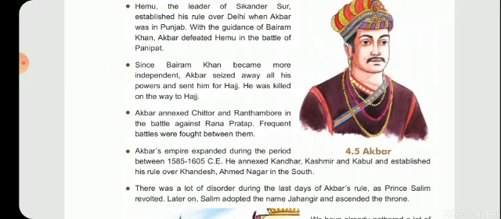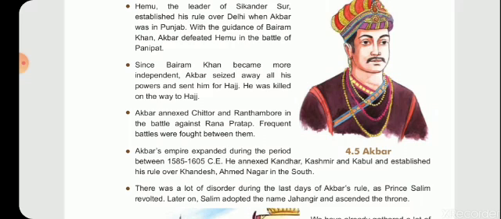Now, when Bairam Khan started taking more independent decisions on behalf of Akbar, which was not accepted by Akbar when he became a young man, he seized away, meaning all the powers of Bairam Khan were taken away by Akbar, and he sent him to Hajj. Hajj is an important holy place for Muslim people, and he was killed on the way to Hajj.